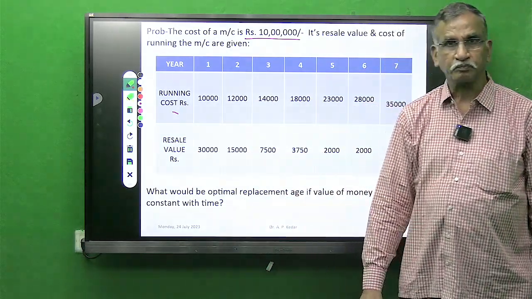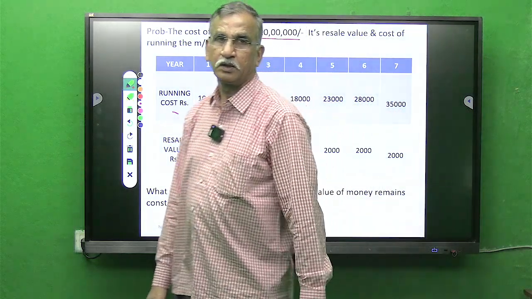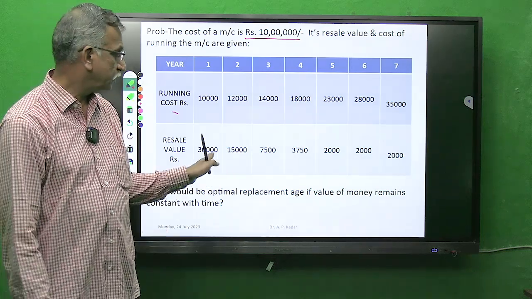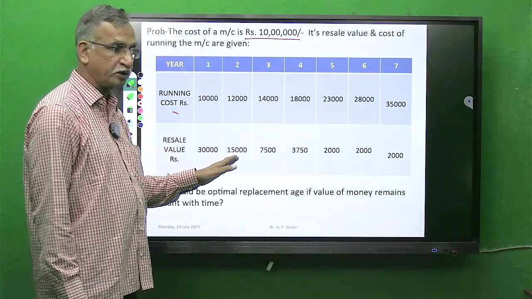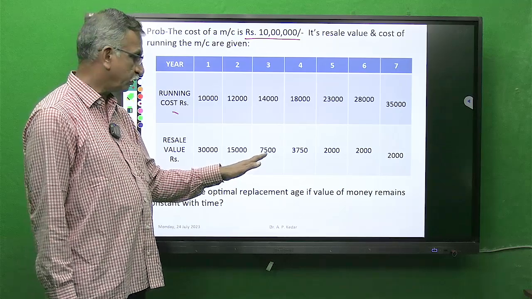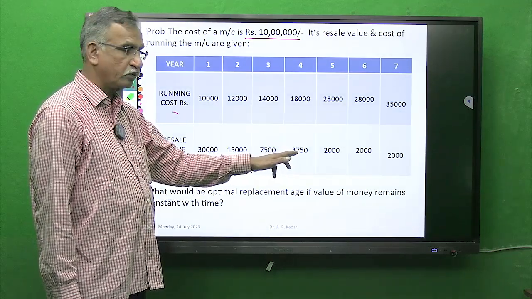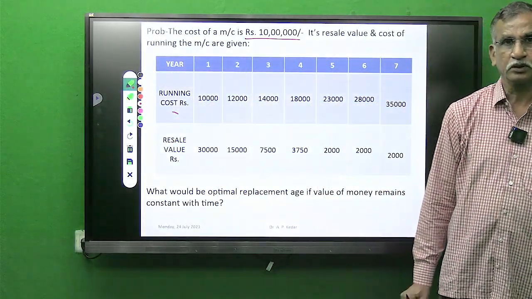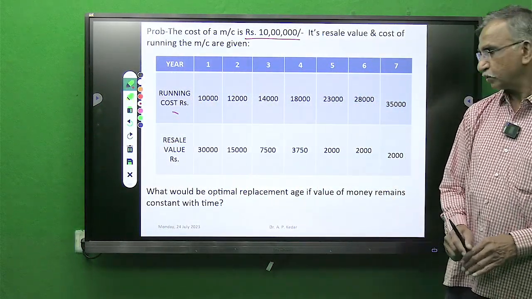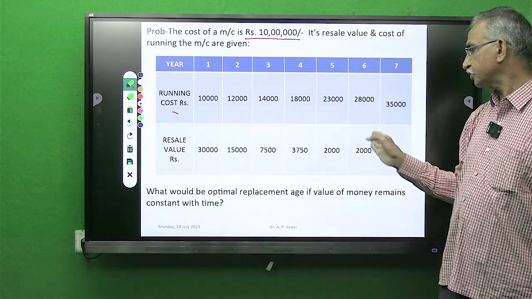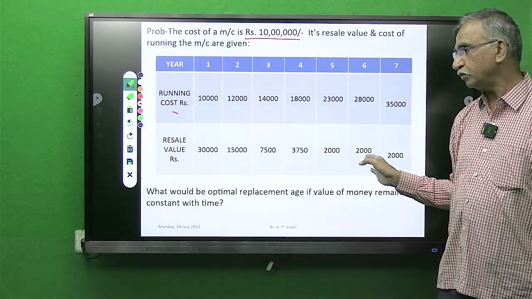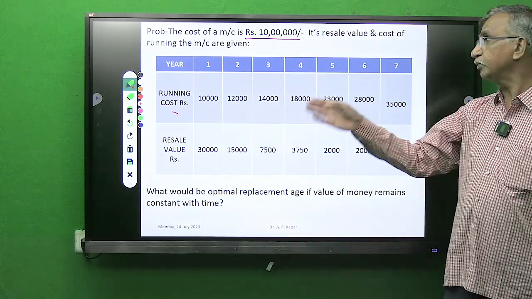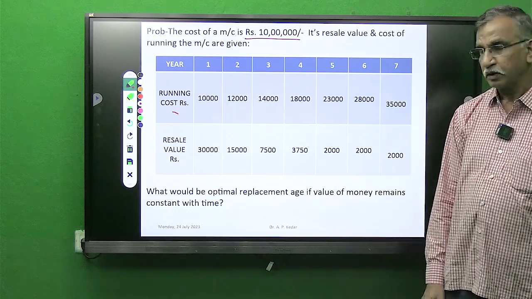And resale value, which we have abbreviated as resale value, salvage value or scrap value, is given in the third row as 30,000, 15,000, again the unit is rupees, 7,500, 3750, and you can see for the last 3 years it is 2000 common. That can be the case. So you sell it either in the 5th or 6th or 7th year, you will get the same value for your existing product which you purchased at the cost of rupees 10 lakhs and have used for a long period of time.